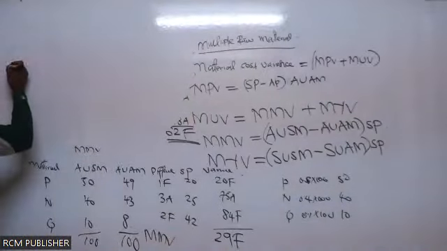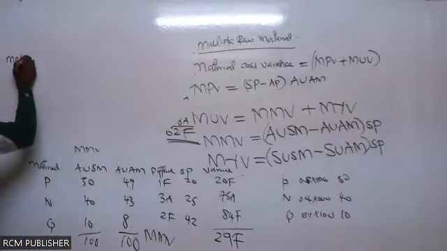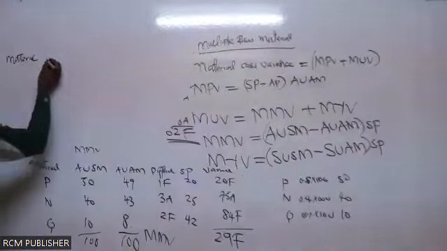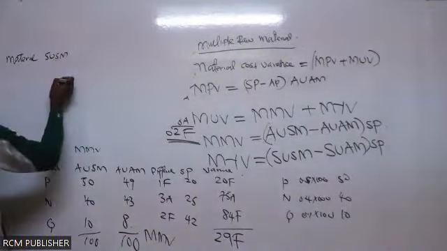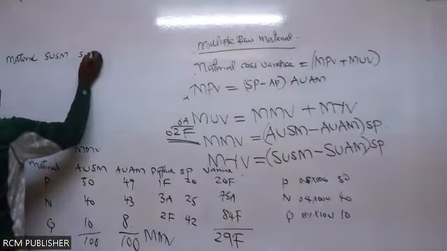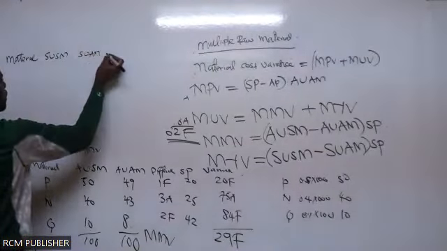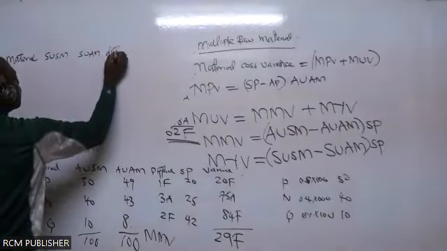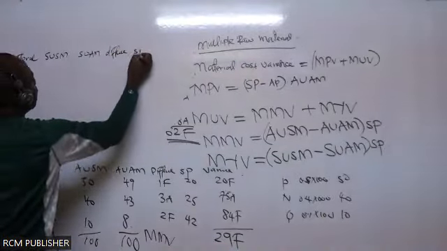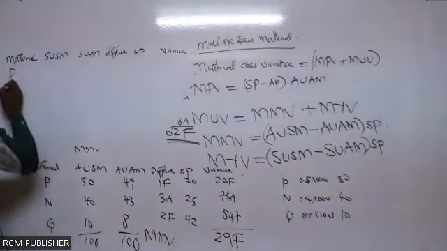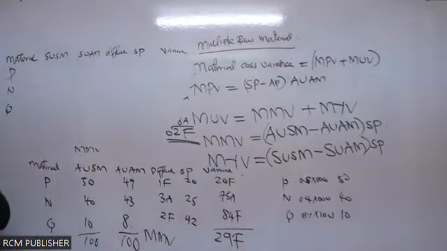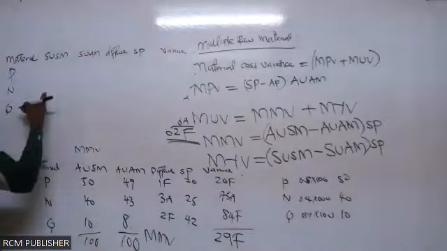So I come here and have my material. Then I have standard usage in standard mix, then standard usage in actual mix. I look for the difference, standard price, and then variance. Material, we have P, N, Q. Standard usage in standard mix.